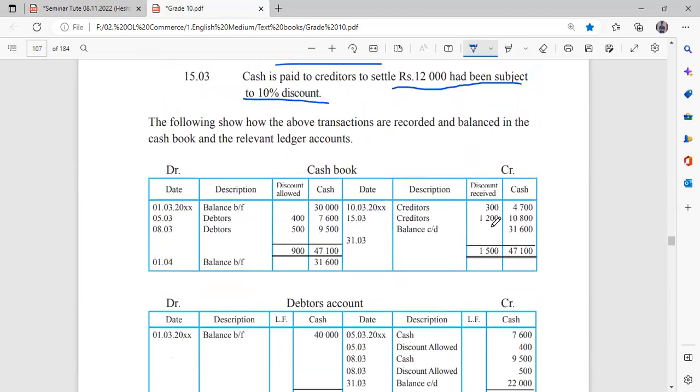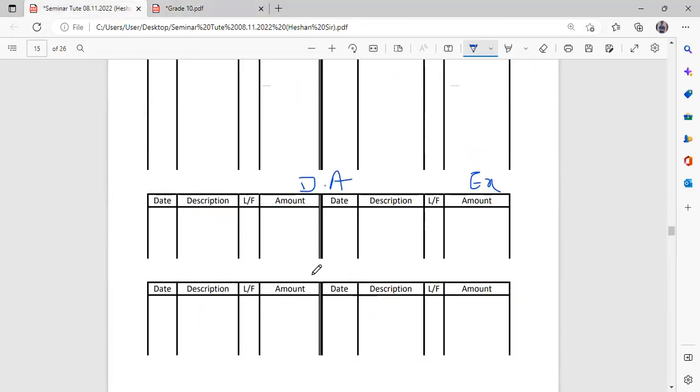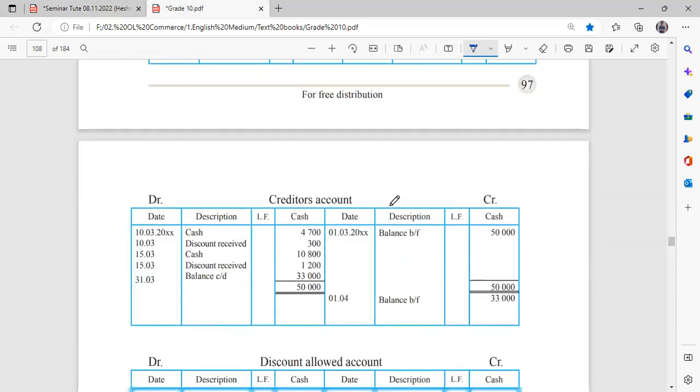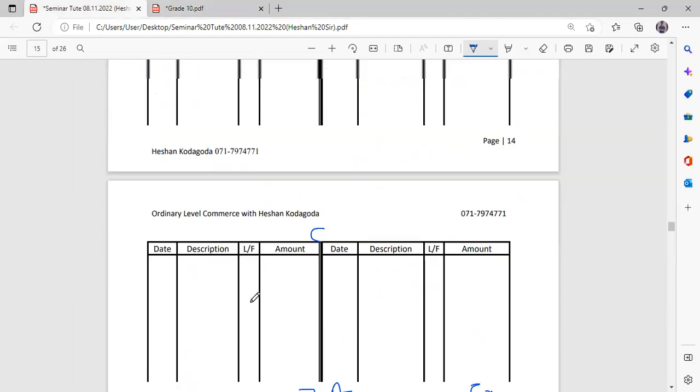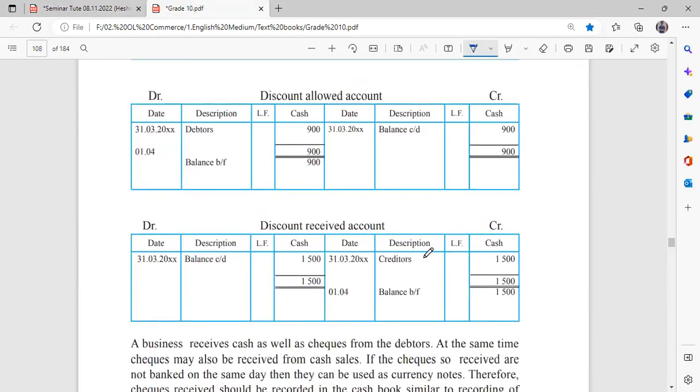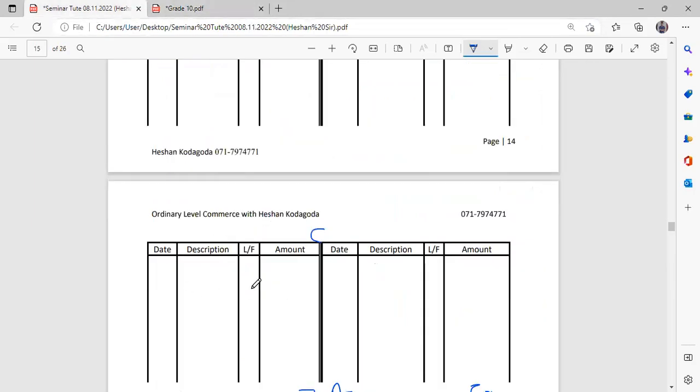Right, okay, now this is the discount received column. It's an income, so we need to write it as discount received. So it's an income. You need to write it on the credit side, and you need to debit the creditors account on two days, right? 300 on March 10th, 1,200 on March 15th. So these are the dates, and you need to debit it separately.